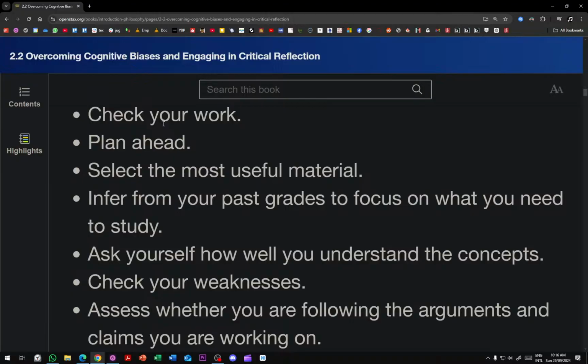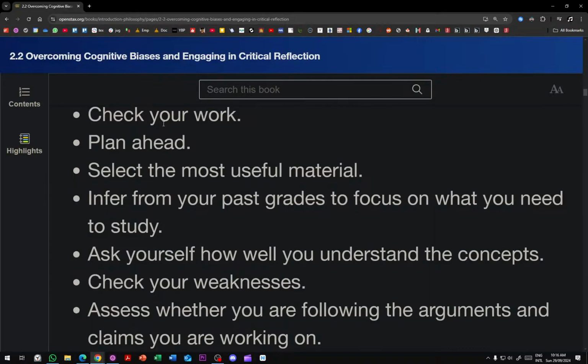No, first select the most useful works, most useful material. Then start working on the material and revising whether you understand the concepts. Then check your work. There is one missing.